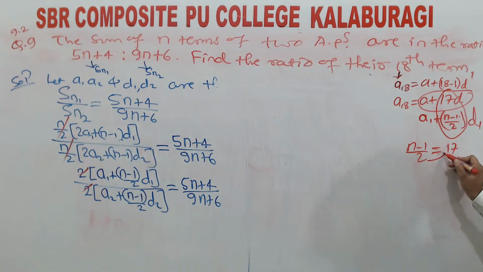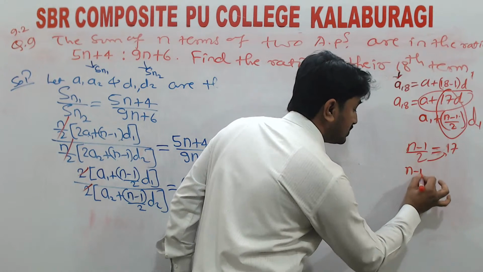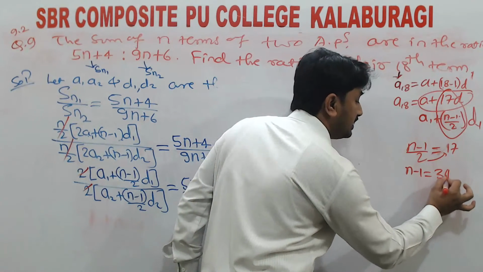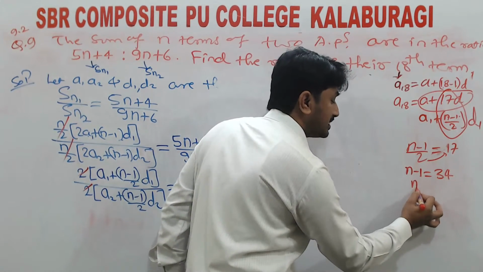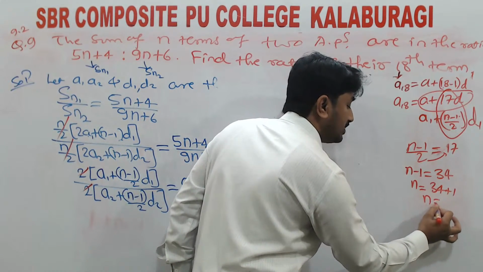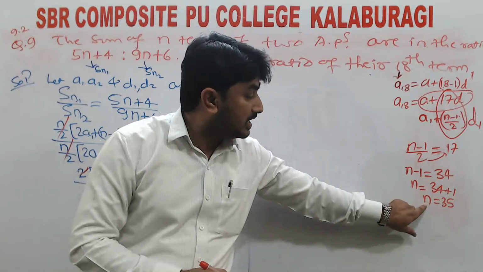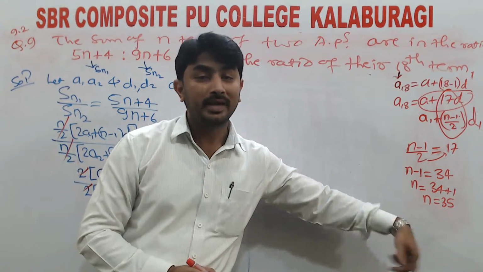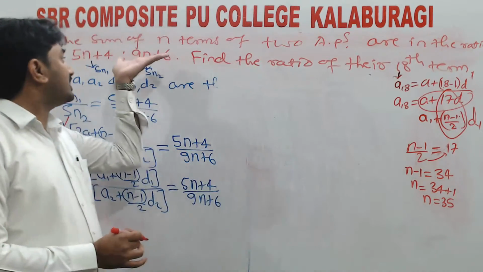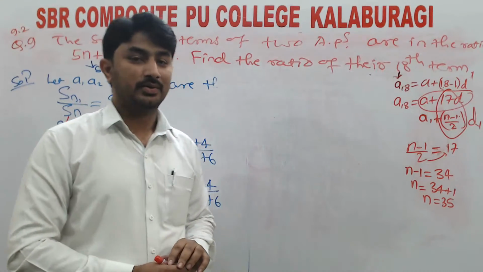It is equal to 17. Here my 2 goes to the RHS side. It becomes n minus 1 is equal to 34, and minus 1 goes to the RHS side. n is equal to 34 plus 1. Therefore, n equals 35. It shows that putting n equal to 35, we get the ratio of our required terms, the required 18th terms.